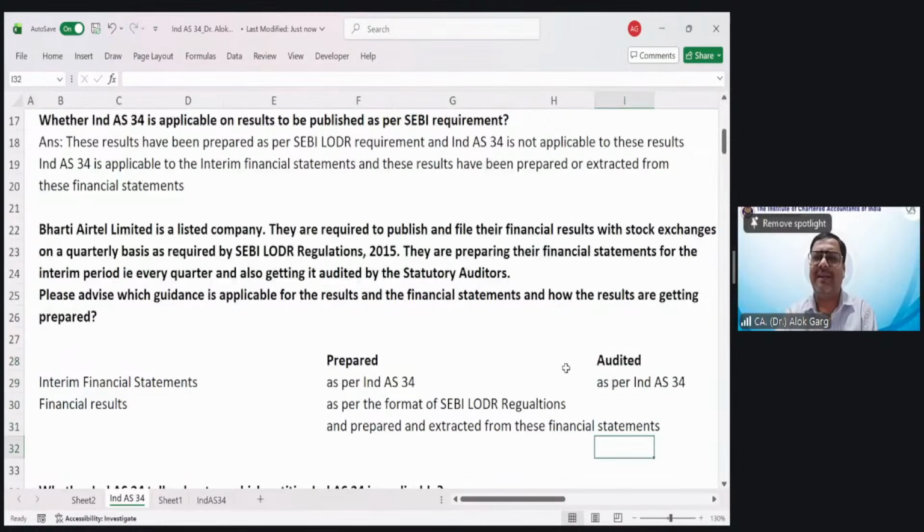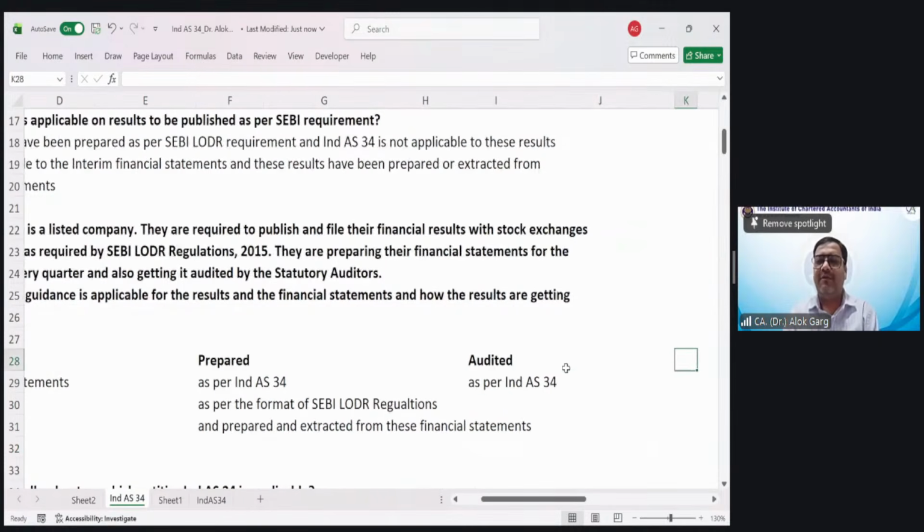Of course, they are taking the numbers, they are taking every number from the financial statement. But what does the auditor audit? They audit the financial statement, which is prepared in the background. Now, let's talk about the published.